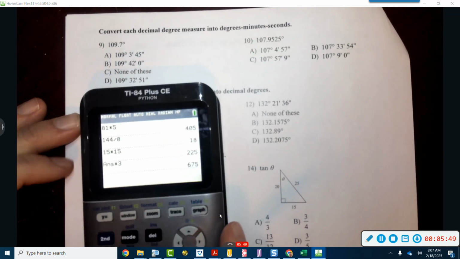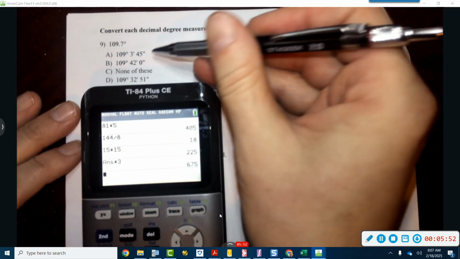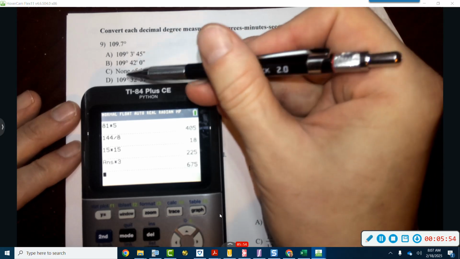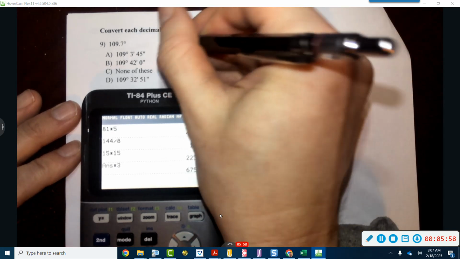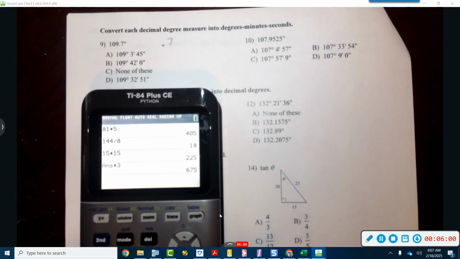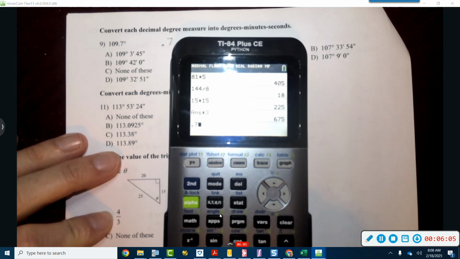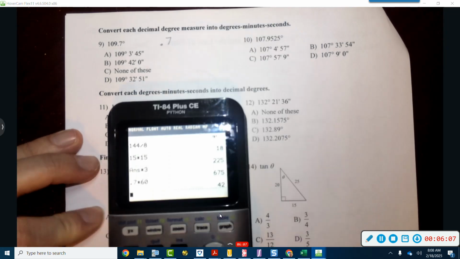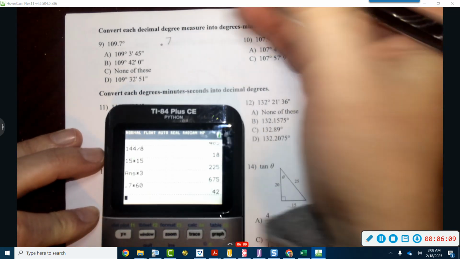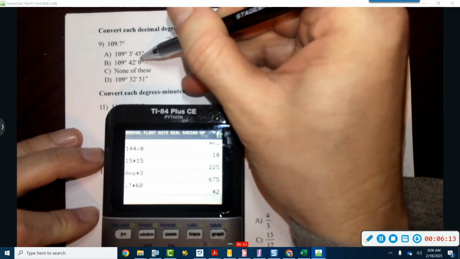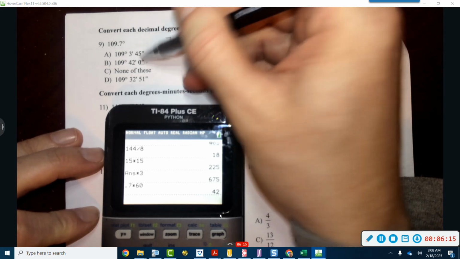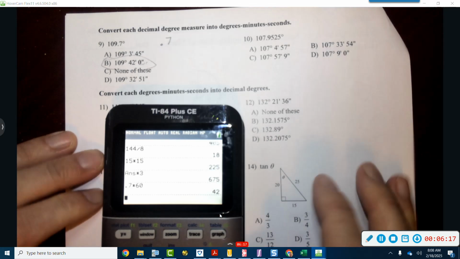So now converting these guys, we've got decimal, and we want to convert it to minutes. We know that it's got to be 109 degrees, so what do we do with the 0.7? We figure out 0.7 of 60, so let's take 0.7 and multiply that by 60, and we get exactly 42. There is no remainder on this guy. So this means it's got to be B, because we're not going to have any seconds whatsoever. So this is our answer there.